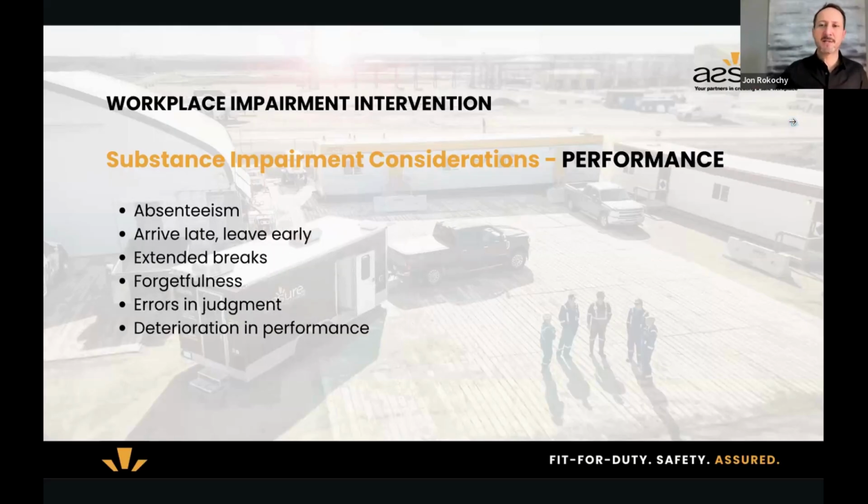There can also be performance indicators, things with their performance that are important to pay attention to. Are they absent from work a lot? Do they take a lot of sick days? Do they arrive late, leave early, take a lot of breaks? Are they being more forgetful, making more errors in judgment? Is their performance deteriorating?